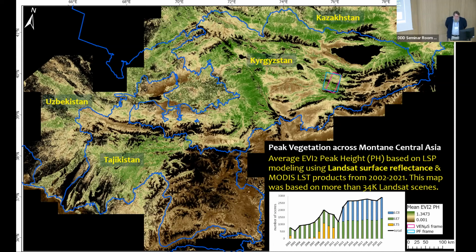Taking a bunch of data through the past couple decades, we produced this map of the average peak vegetation across an area quite a bit larger than Kyrgyzstan. And you're focusing not just on pastures here, but basically anything that is giving us a vegetation signal.